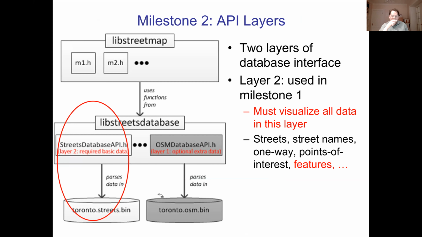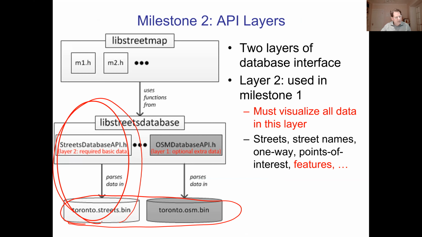Okay, so what are you doing in Milestone 2 more specifically? We've already talked about how we have 2 layers of database interface. We have this OpenStreetMap data, and it's in 2 different files. In Milestone 1, you made heavy use of the Streets Database API, which is the more processed, more organized data, a little bit higher level: street segments, intersections, and so on. And in this milestone, you have to visualize pretty much everything that's in this layer, the streets database layer.